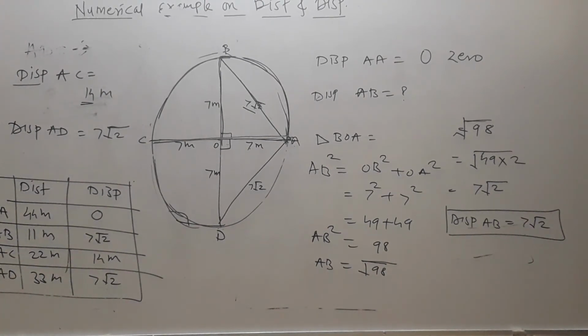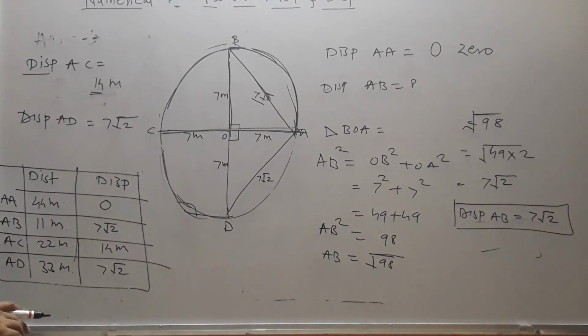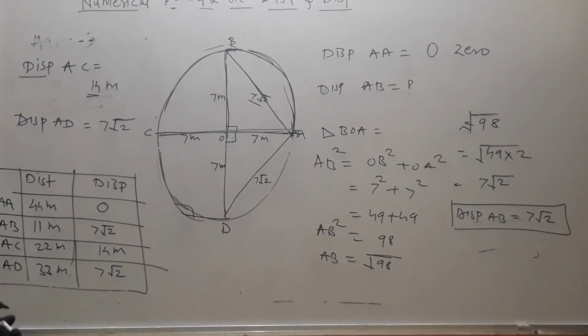See that, now you can compare the distance and displacement values of the same positions. Here the distance is greater, here it is also greater, here it is again greater, and here again greater. Got it? This is one example based on distance and displacement.